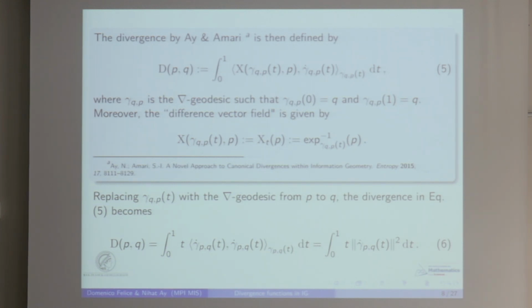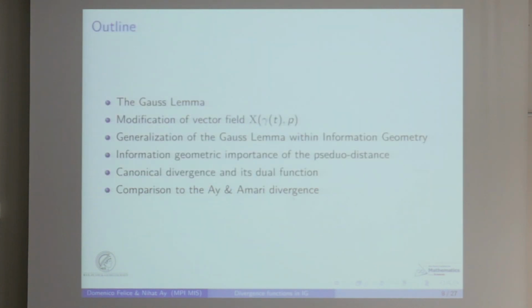Now we have this canonical divergence. Why do we need to introduce a new canonical divergence? As I mentioned before, the idea of a canonical divergence would be to have the divergence as a potential function of a difference vector, a generalization of a difference vector. But that is not the case, at least in general, that is not the case.